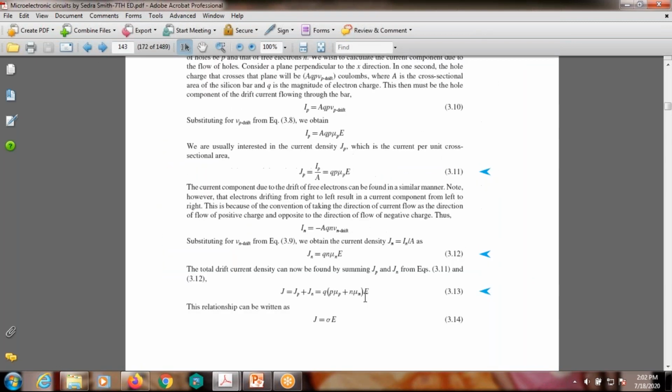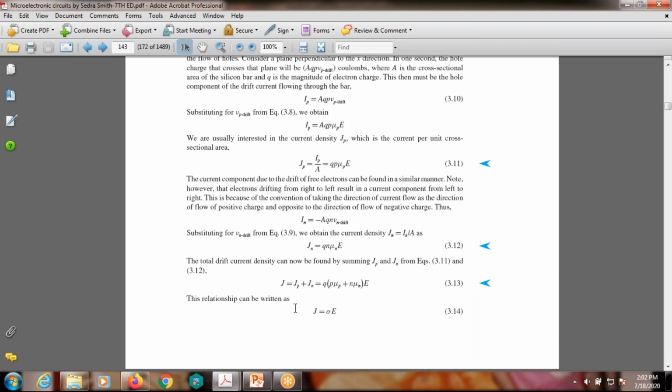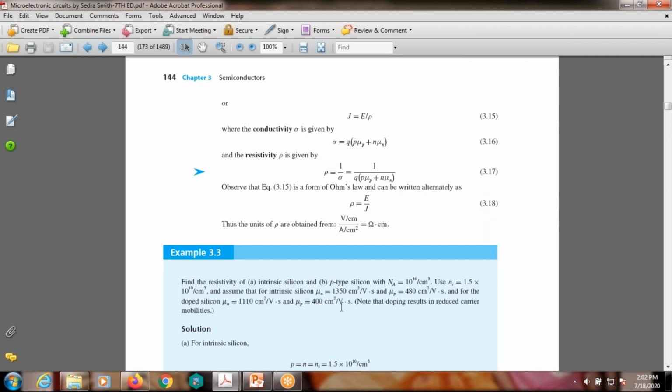Okay, the relation between J and E, the electric field, is J is equal to sigma into E. This is also Ohm's law, one form of Ohm's law. Then sigma is equal to conductivity. Conductivity is equal to Q into P into mu P plus N into mu N. Then the resistivity rho is equal to 1 by Q into P into mu P plus N into mu N, right?